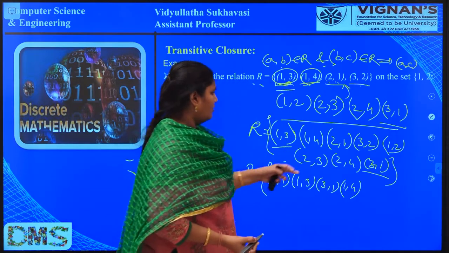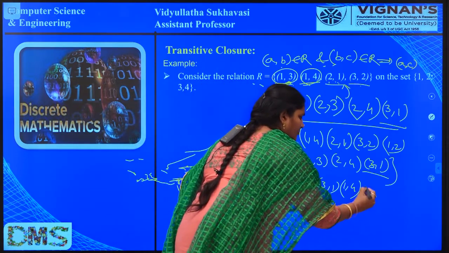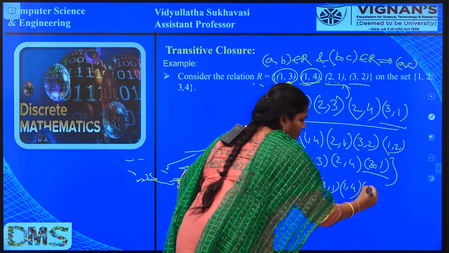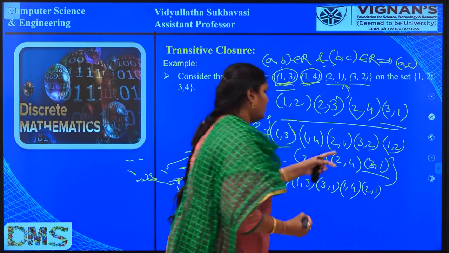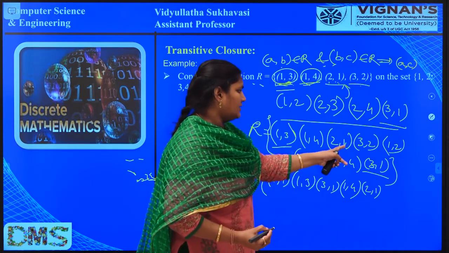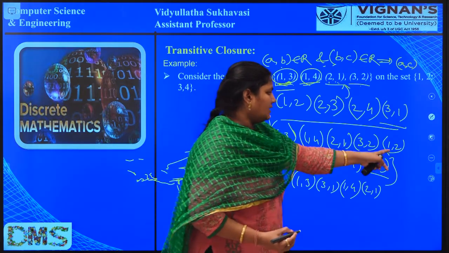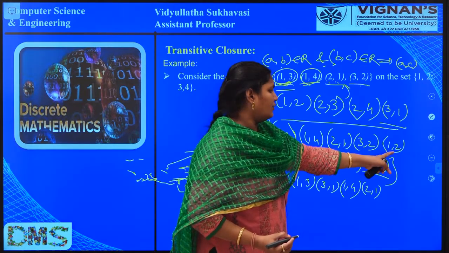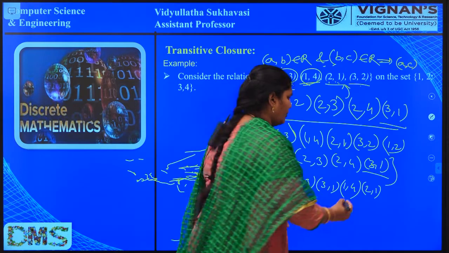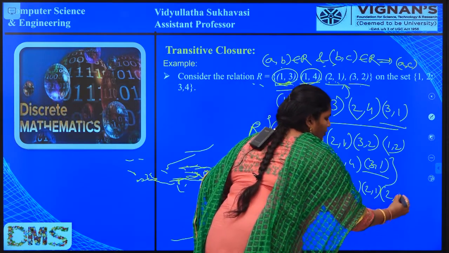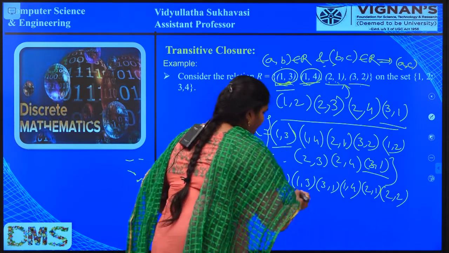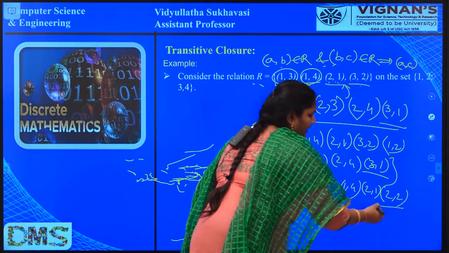So next (2, 1). If you check with (2, 1), that means the second element is 1. If you check starting here, (1, 2) is there. So we will get (2, 2) here. So we are adding (2, 2). So (1, 1) we have added, (2, 2) we added.